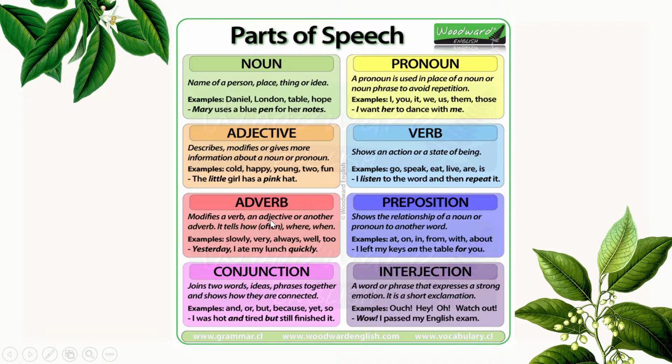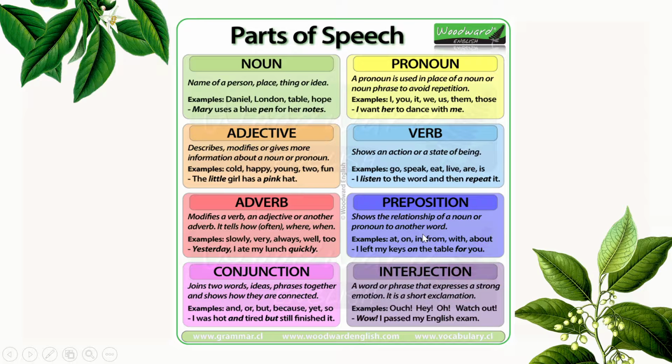The fifth part of speech is adverb. An adverb modifies a verb, adjective, or another adverb. One of the common things that helps you know it's an adverb is the ly at the end of some words, like slowly. Because it is explaining a condition about eating the lunch: I ate my lunch quickly.